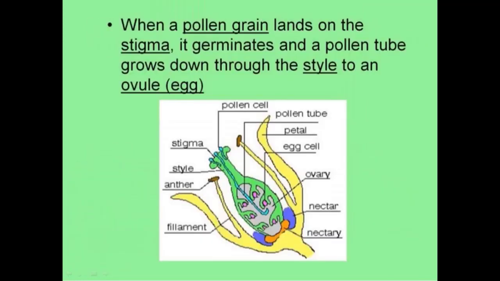Here, when pollination occurs and a pollen grain lands on the stigma, it germinates and a pollen tube grows down through the style to an ovule called the egg. The ovule is also called the egg here. So here you can see the transfer of the pollen grain from the stigma to the ovary.